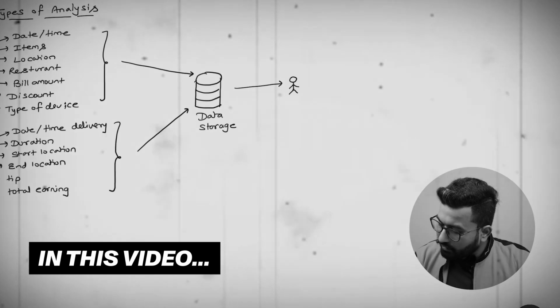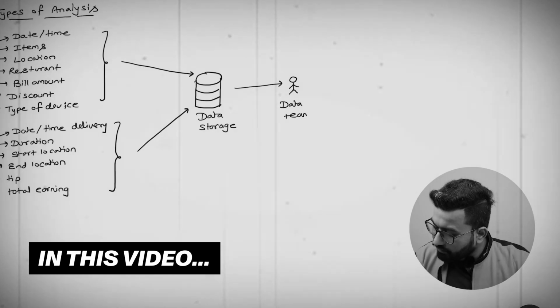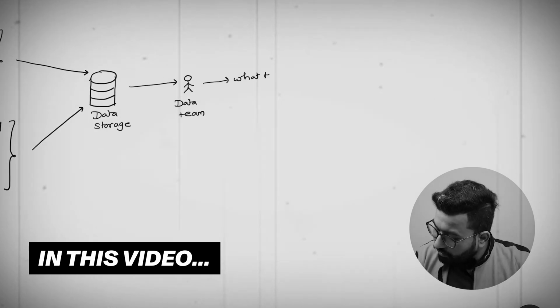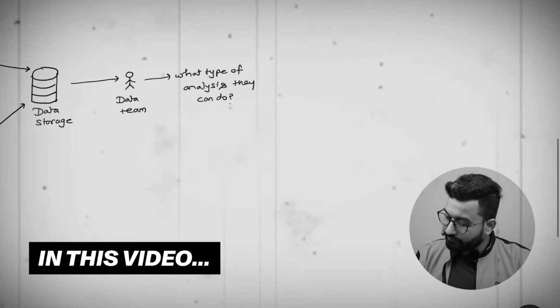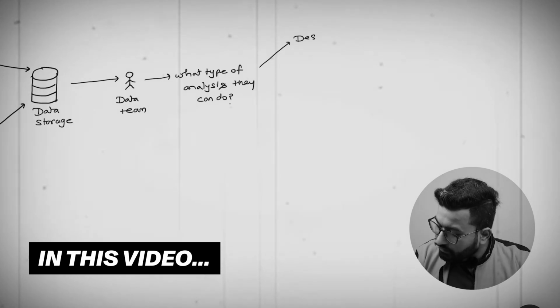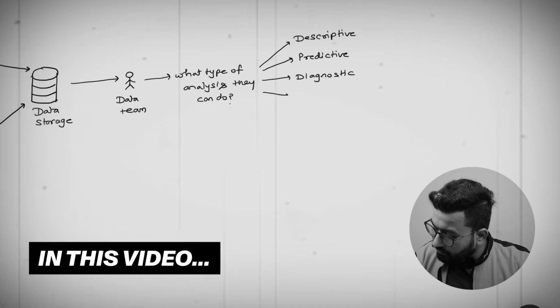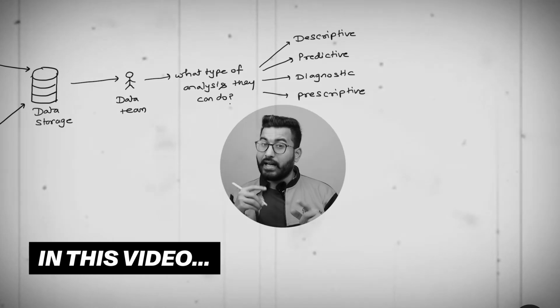Now comes the big picture. This is my data team. What kind of analysis can they do? Number one is descriptive. Second one is predictive, diagnostic, prescriptive. These are the four major categories in which the analysis can be performed.